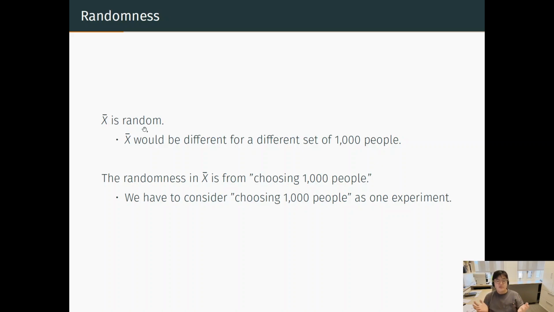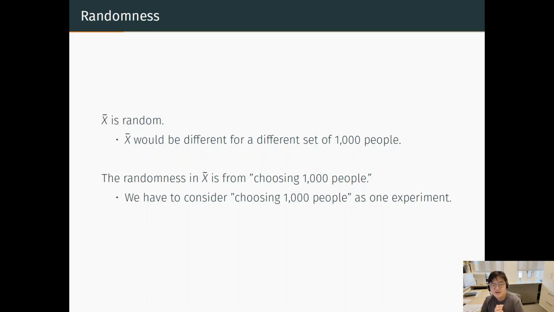So it is random because if you choose another set of 1,000 people, then their average could be different, right? If you happen to have, say, Elon Musk in your 1,000 survey respondents, then your average income would be much higher, right? So X bar is random because the 1,000 people you randomly chose can be different. And of course, the new set of 1,000 people will have a different income distribution. They are going to have a different average. So, in that sense, X bar is random.